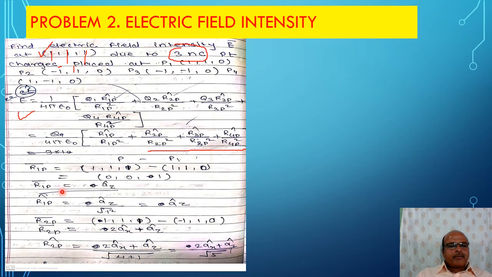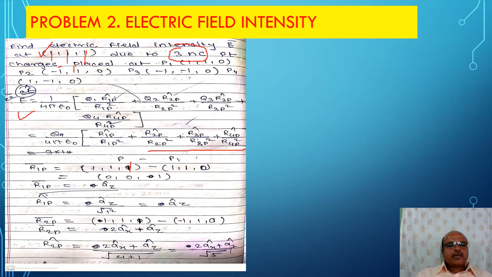Point P minus point 1. So point P is given as (1,1,1) minus this point (1,1,0). So (1,1,1), this is also 1, (1,1,1) minus (1,1,0).